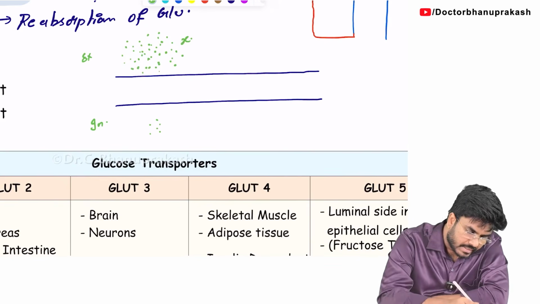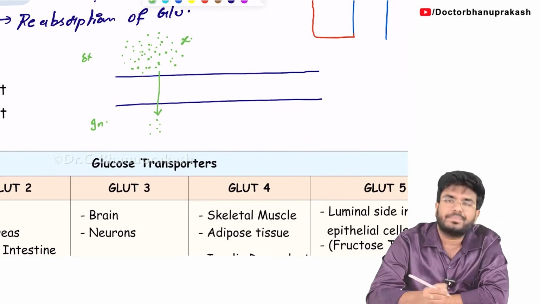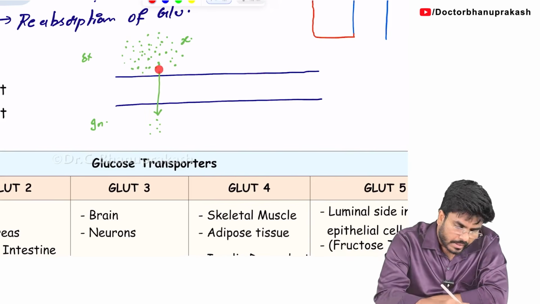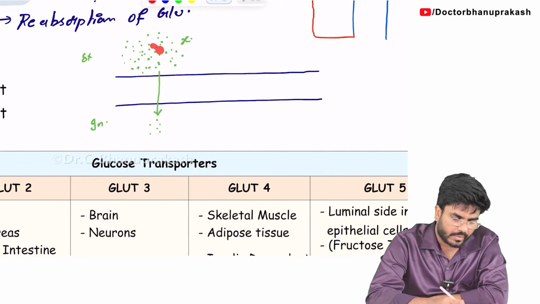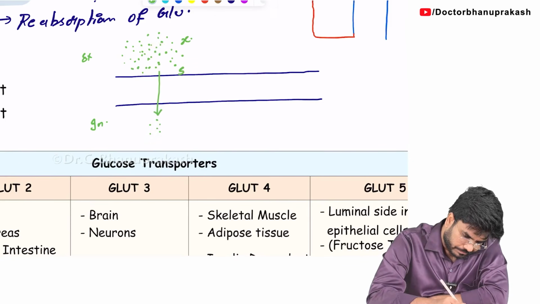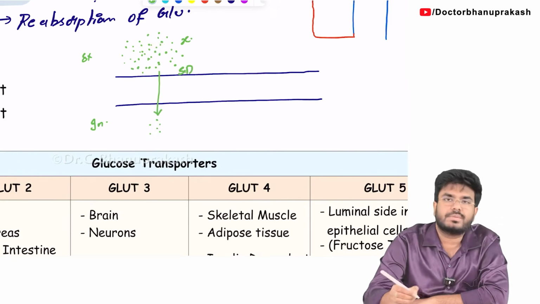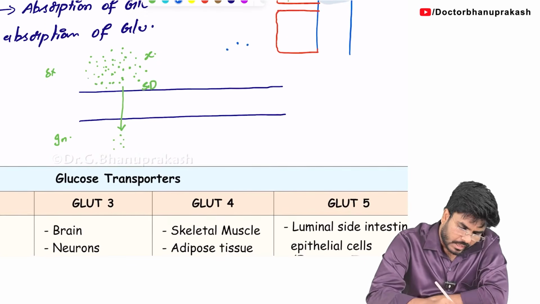Now this X substance will easily go from high concentration to low concentration. Such kind of transport, when a substance is moving from high concentration to low concentration, is called simple diffusion.